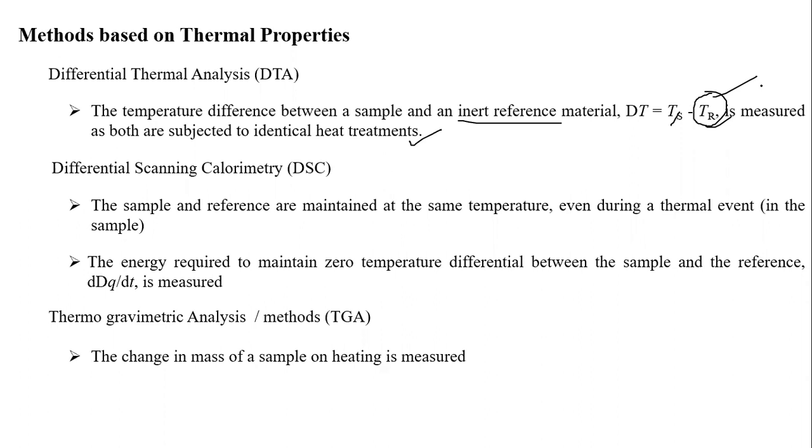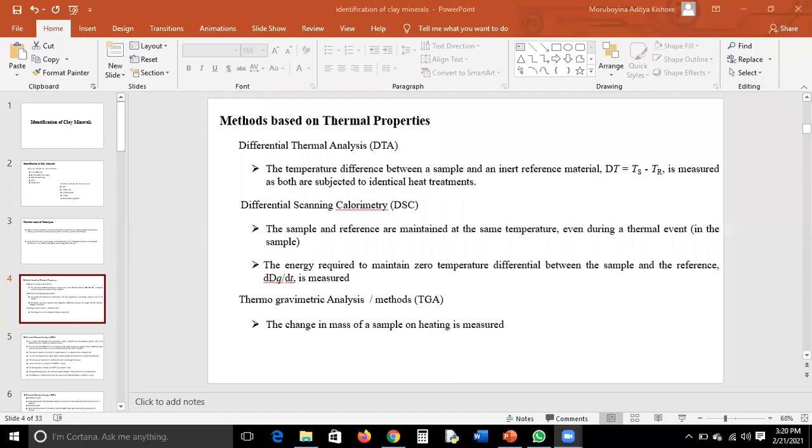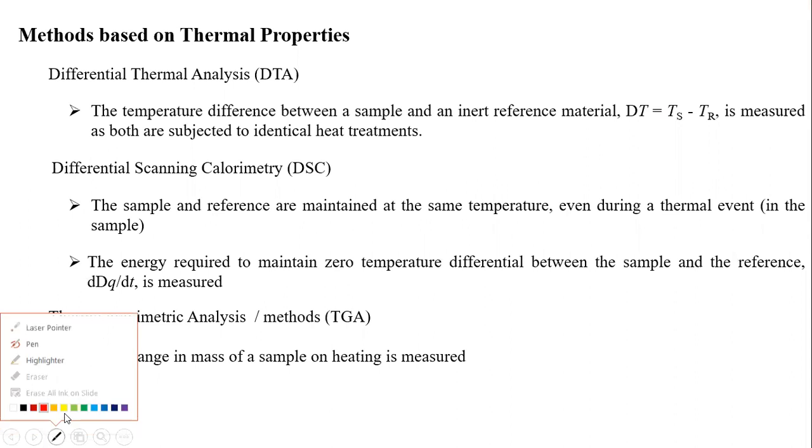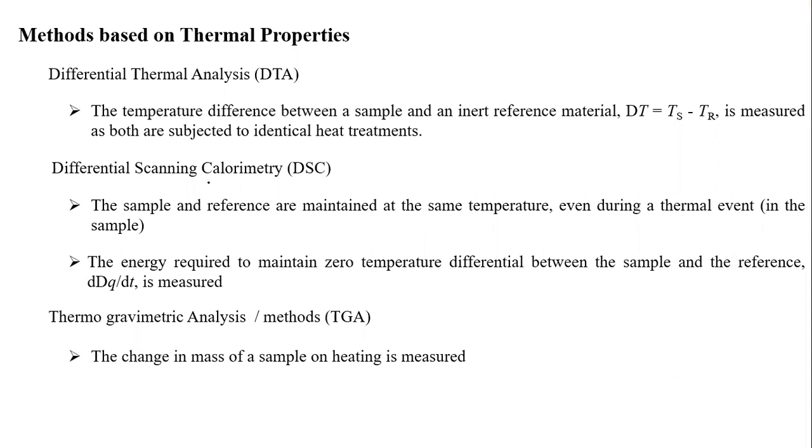Another one is called differential scanning calorimetry. Here also the same thing happens. Either the sample and reference are maintained at the same temperature, even during a thermal event in the sample. That means the changes. So what will happen here? After we heat the sample to a certain range of temperatures, the amount of energy required to maintain zero temperature difference between the sample and reference is measured. So regarding thermal analysis, in differential scanning calorimetry, after heating the sample and reference through a certain thermal event, that means certain temperatures, what will we do?